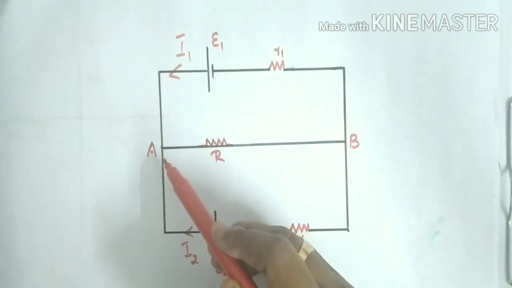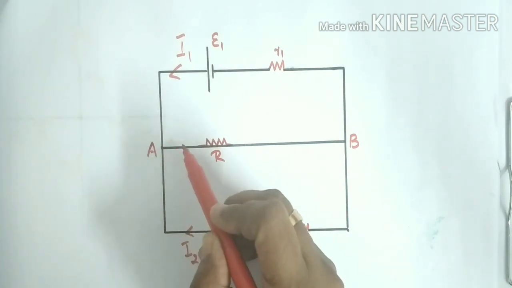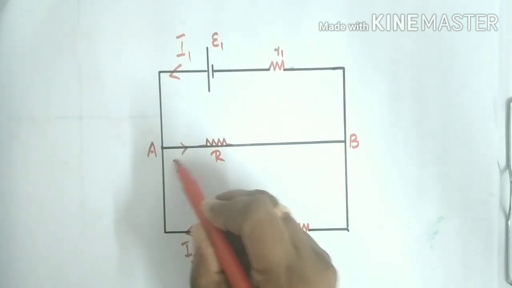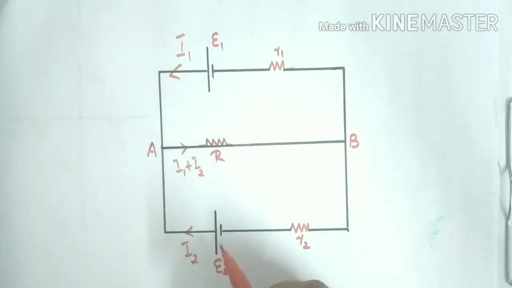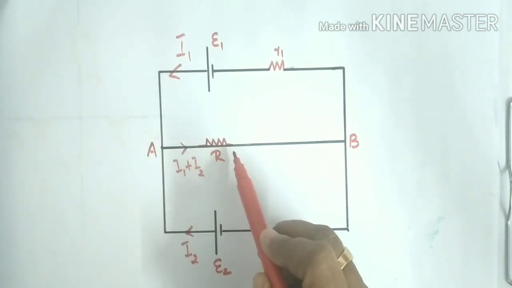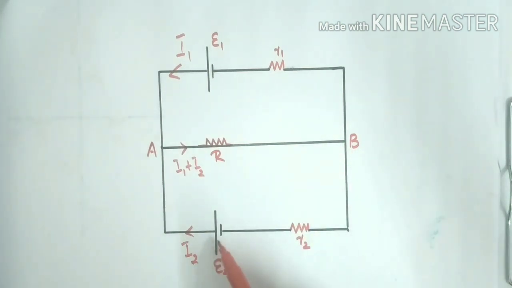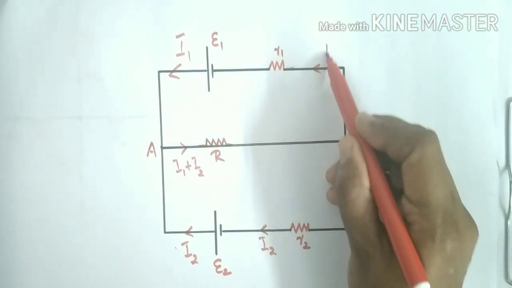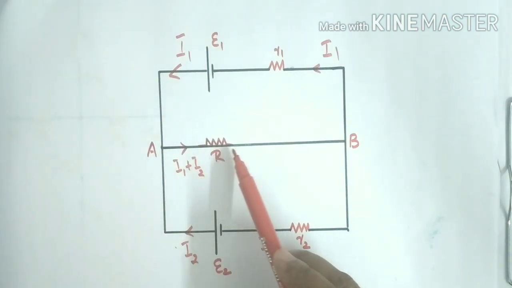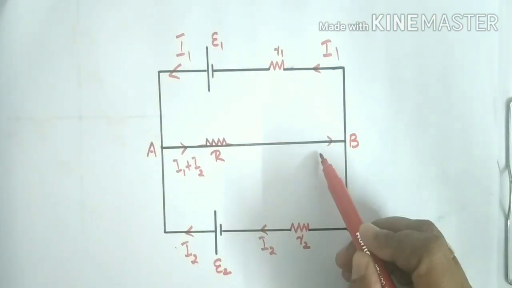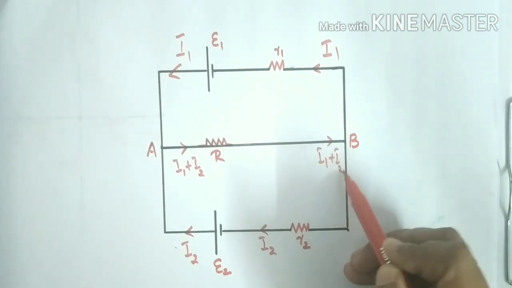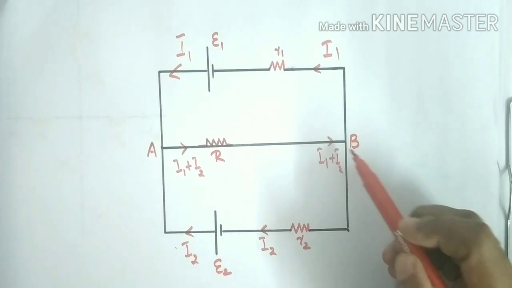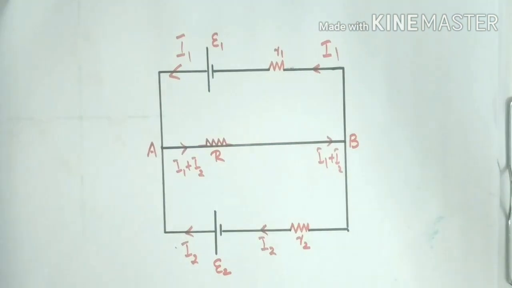And this I1 at the point A and I2 at the point A combine to form I1 plus I2. So I1 plus I2 is the current flowing through the resistance R. The current flowing through this branch is I2, and the current flowing through this branch is I1. Here I1 plus I2 at this point, and at the junction B it splits to form I1 and I2. So this is the correct direction of current in the circuit.